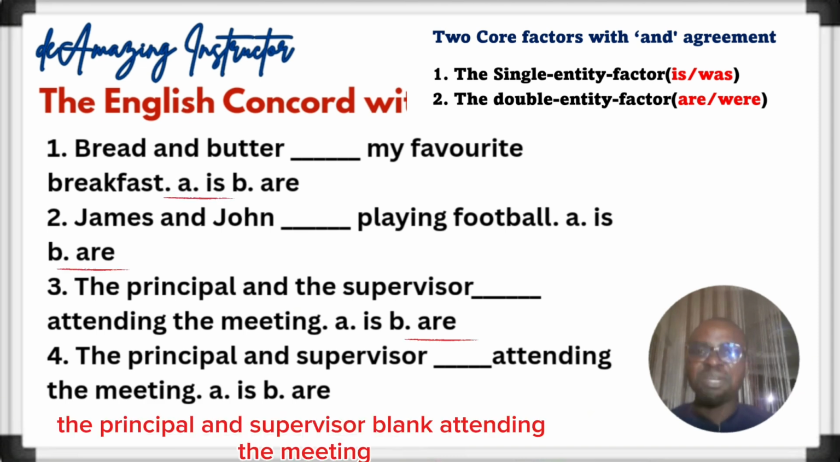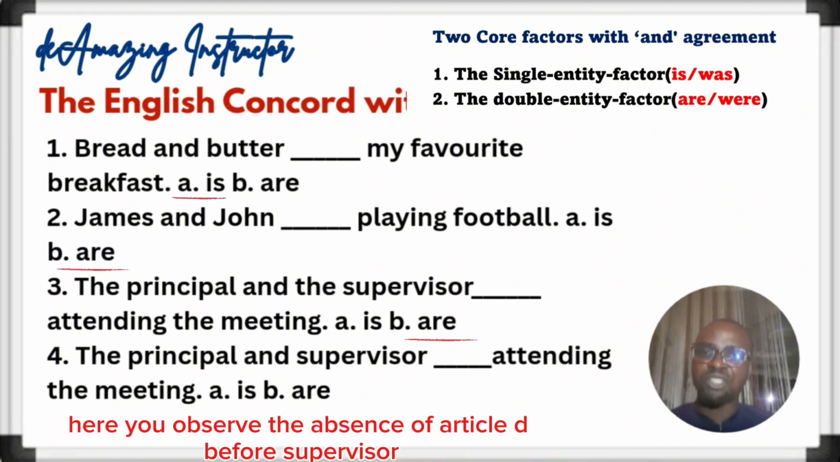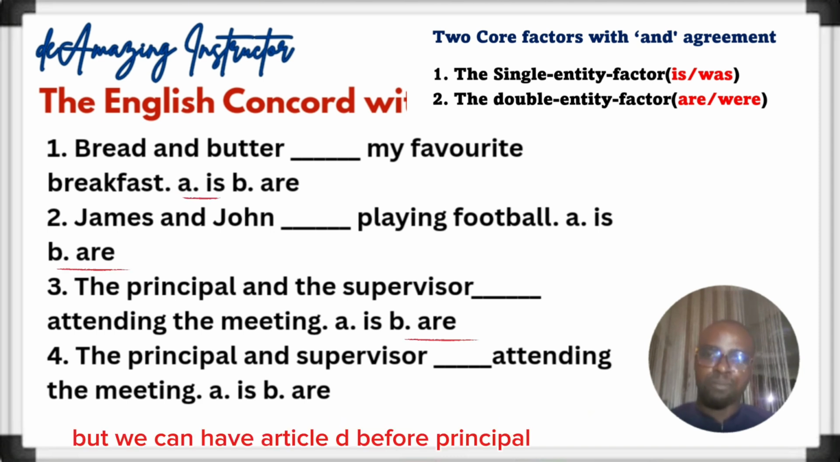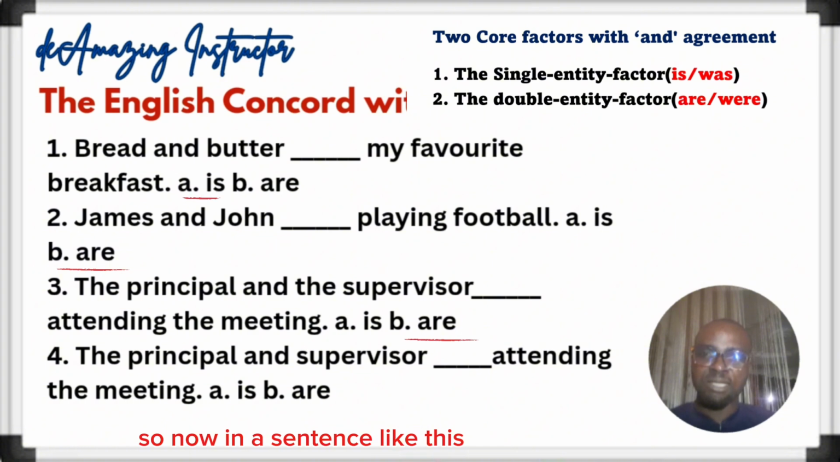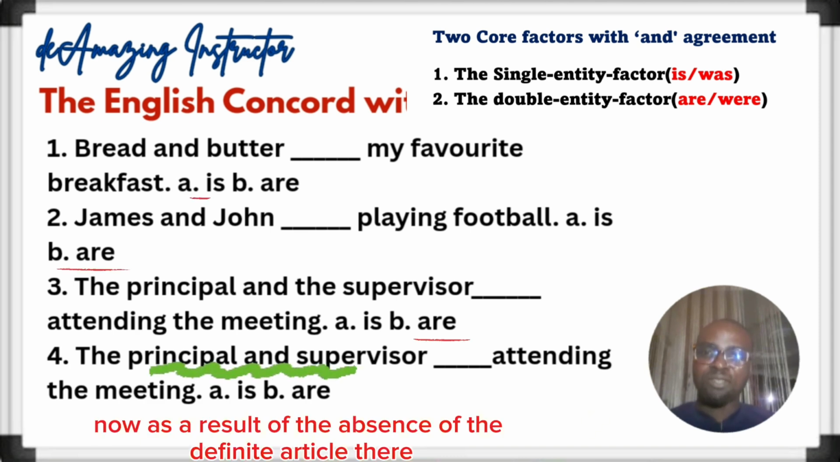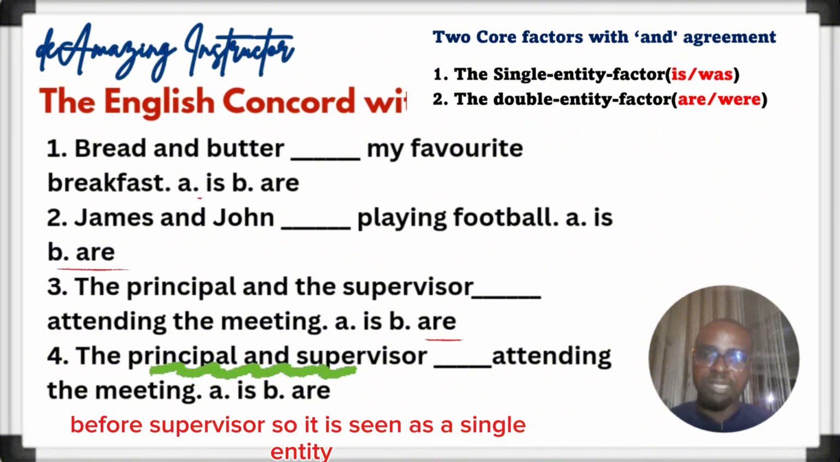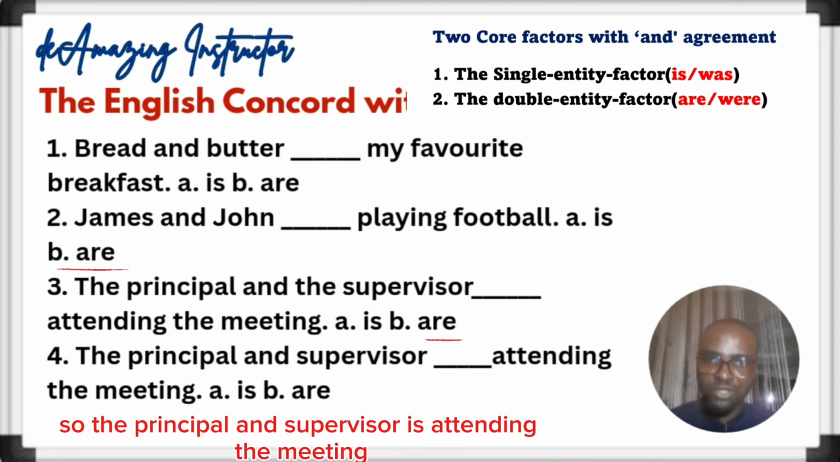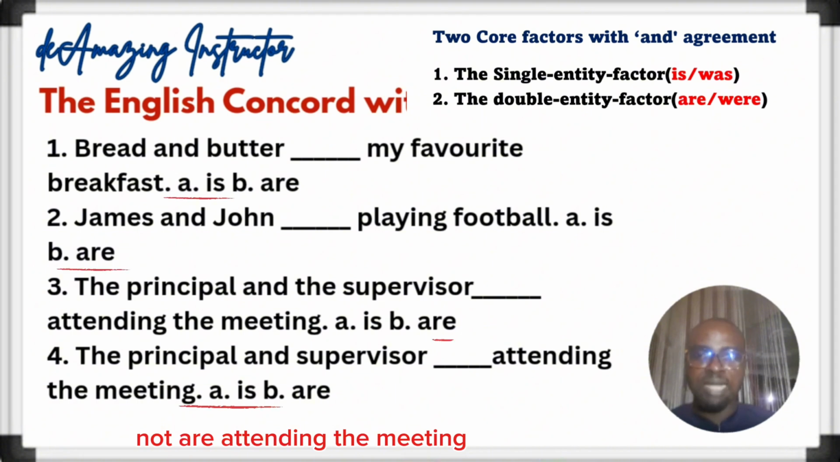Now, the last question: the principal and supervisor blank attending the meeting. Here, you observe the absence of the article "the" before supervisor, but we have "the" before principal. So in a sentence like this, it is seen as a single entity. The implication is that the principal is also the supervisor. As a result of the absence of the definite article before supervisor, it is seen as a single entity which must be followed by a singular verb. So the principal and supervisor is attending the meeting, not "are" attending the meeting.